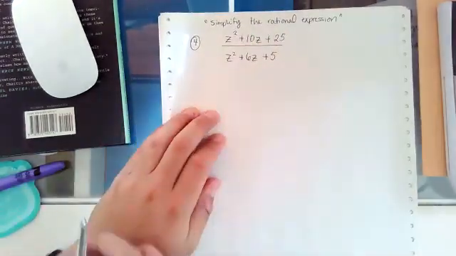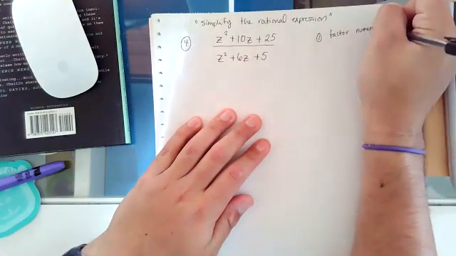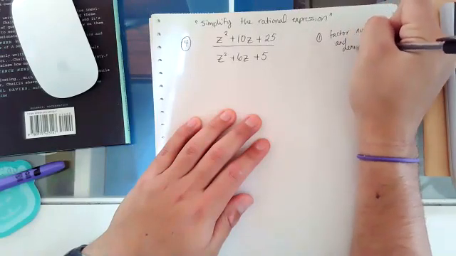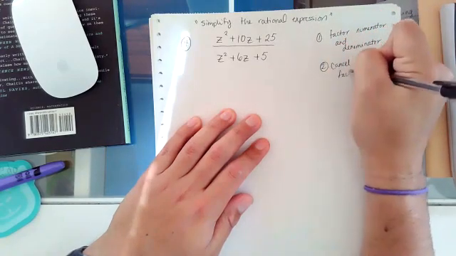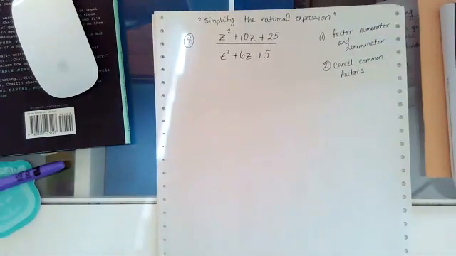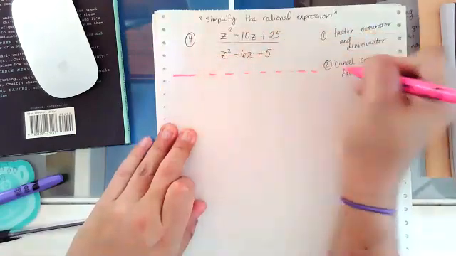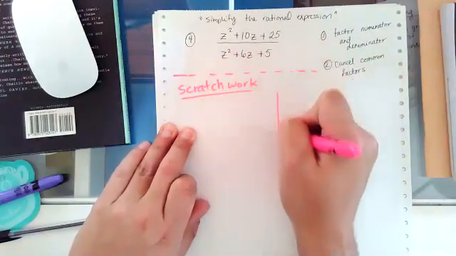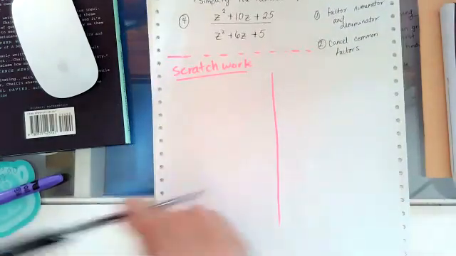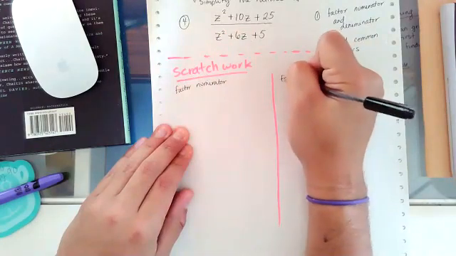So the process that we're using here is to factor the numerator and the denominator. Then we're going to cancel common factors. And that's it. That is the process for simplifying a rational expression. Now, some of these rational expressions have a lot more scratch work than others. This one actually has a lot of scratch work. I'm going to divide my paper into 2 parts, because first we need to factor the numerator. Then we can move on to factoring the denominator.